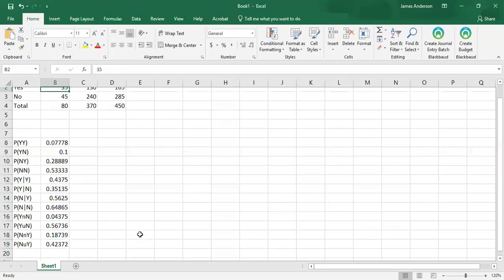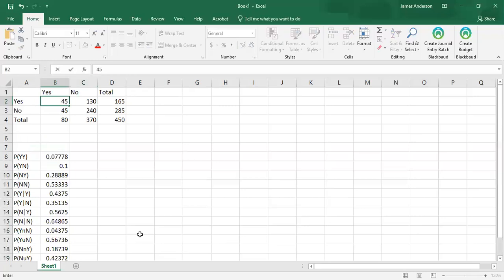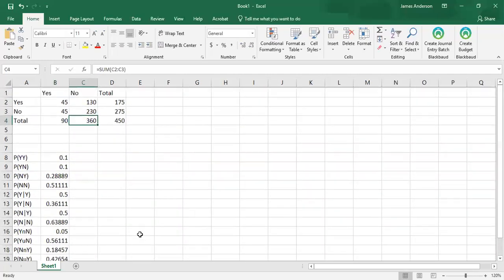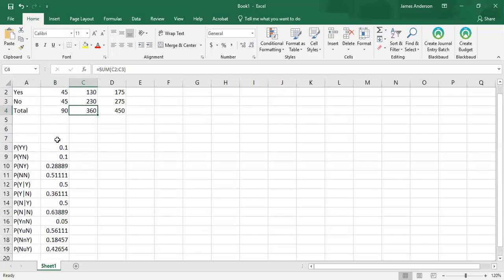So the good thing about this is if I start changing numbers, everything recalculates, which is kind of what I want. So that is really quickly how you set up Excel in order to calculate these two-way contingency tables.